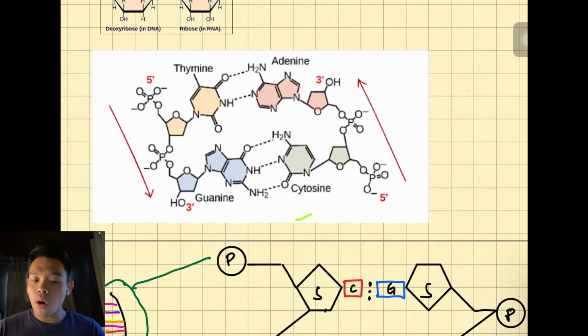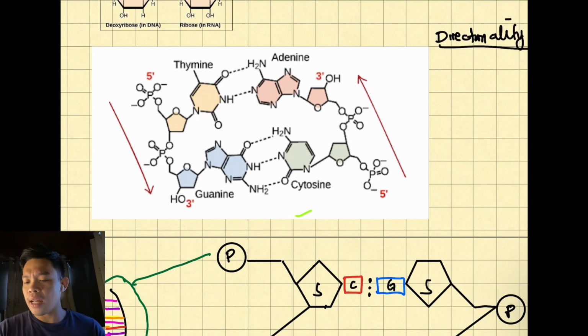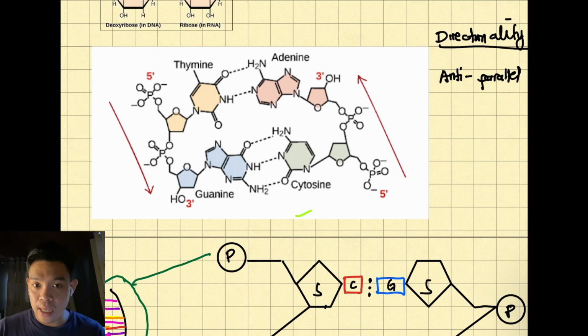Let's go to our next discussion, which is directionality of the nucleic acid. What is directionality? It concerns which carbon the DNA is attached to, because DNA runs in an anti-parallel structure. According to Watson and Crick, DNA is a double helix and the strands run in an anti-parallel structure.